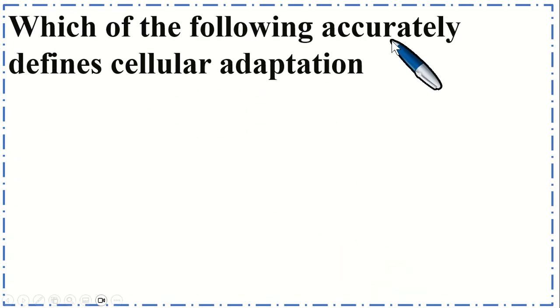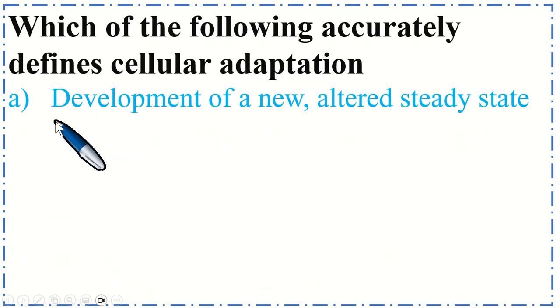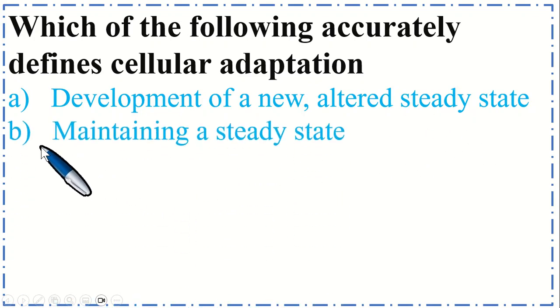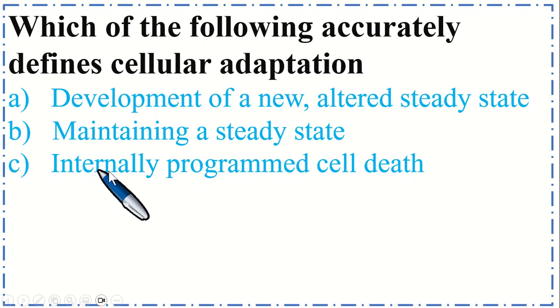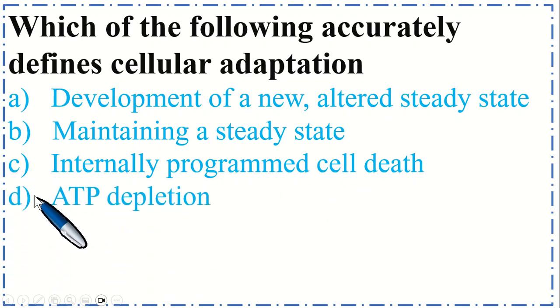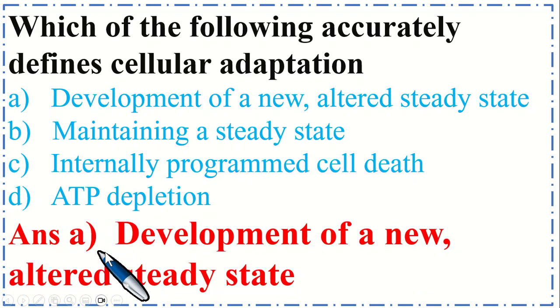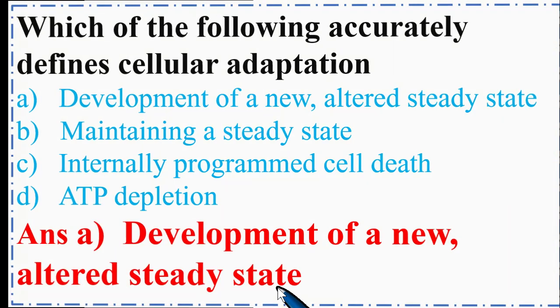Which of the following accurately defines cellular adaptation? Option A development of a new altered steady state, option B maintaining a steady state, option C internally programmed cell death, and option D ATP depletion. So the correct option is A development of a new altered steady state.